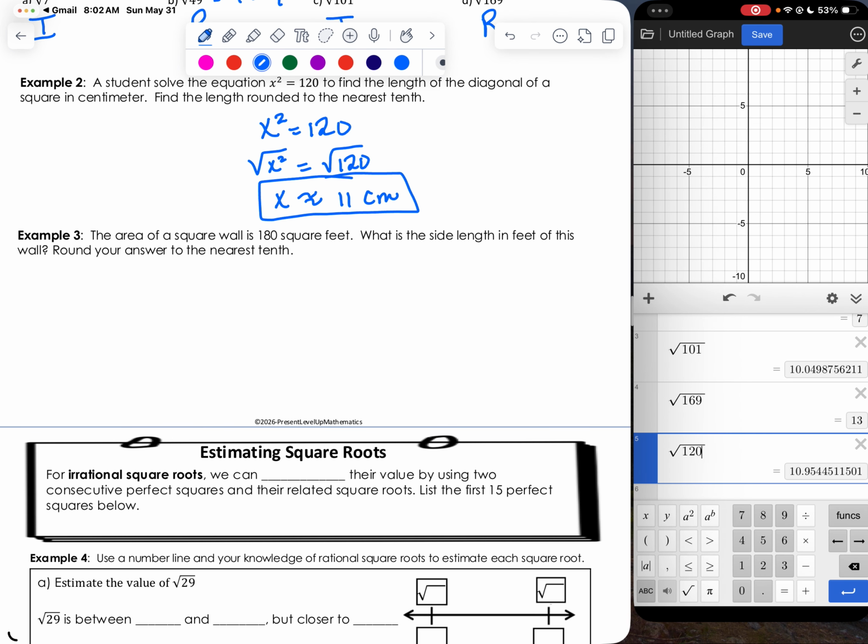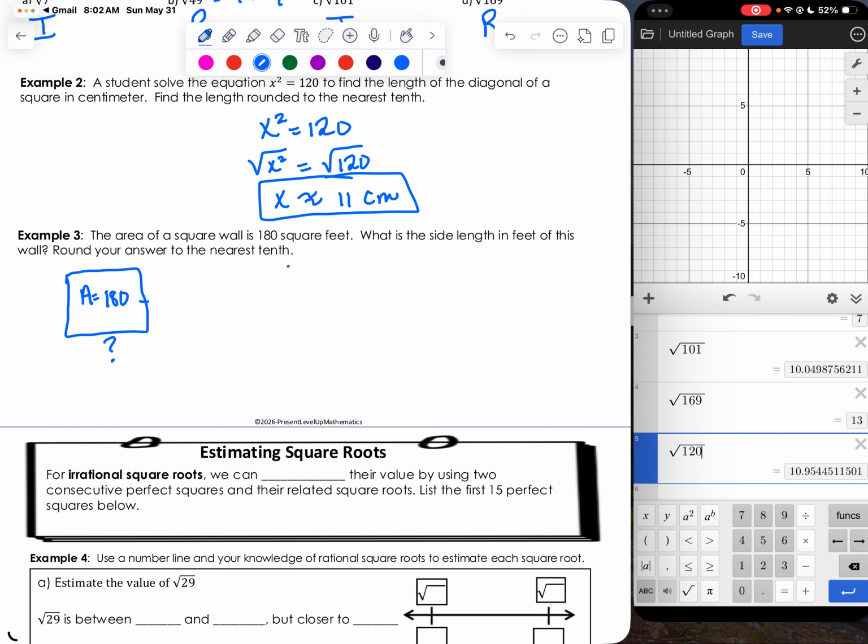Example 3. The area of a square wall is 180 square feet. What is the side length in feet of this wall? Round your answer to the nearest tenth. So here we have a square where all the sides are the same. We know that the area is 180 square feet. What they're asking us to find is this side length.